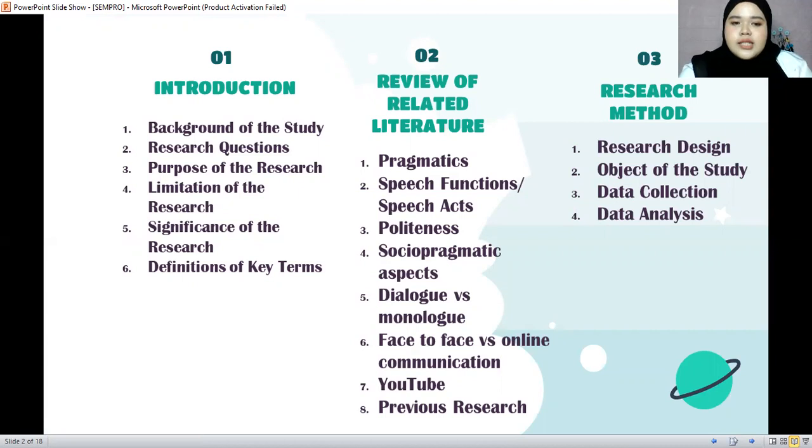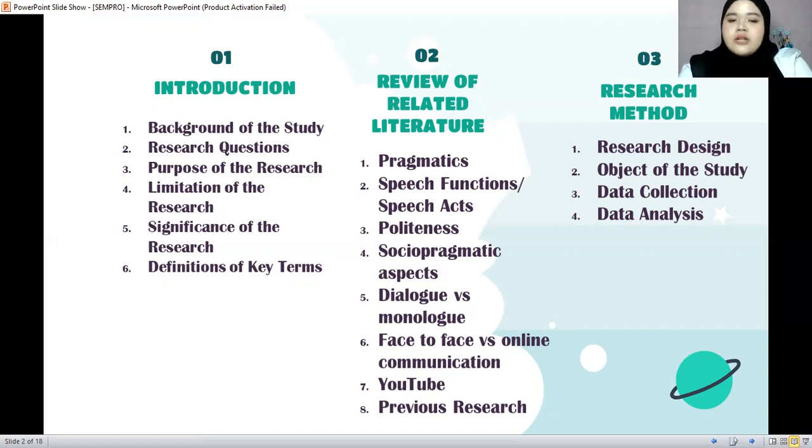And of course, for this thesis proposal, there are three main points that will be discussed. So first is the introduction, consists of background of the study, research questions, purpose of the research, limitation of the research, significance of the research, and the definitions of key terms.